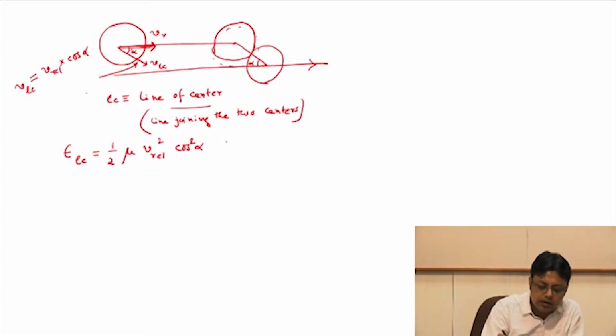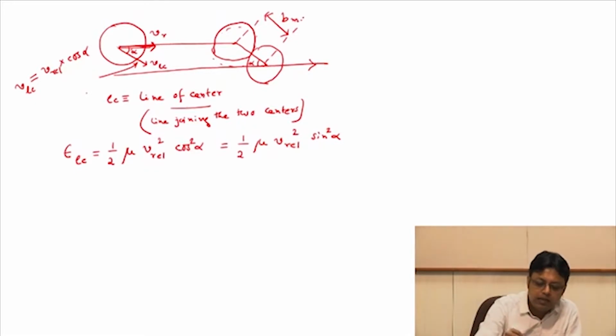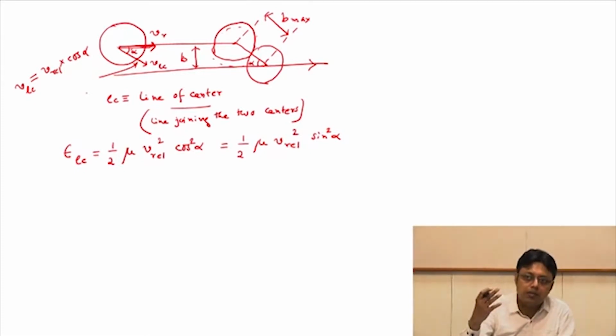Now cos square alpha, I can easily write as V relative square into one minus sine square alpha. Now the question is how will I write sine square alpha? Think about it. If I ask what is this distance, it is nothing but RA plus RB, the joining line of the two centers. So this is nothing but b max. And this I'm calling b. So b is a variable, the center to center parallel distance, but that b can be a maximum of b max.